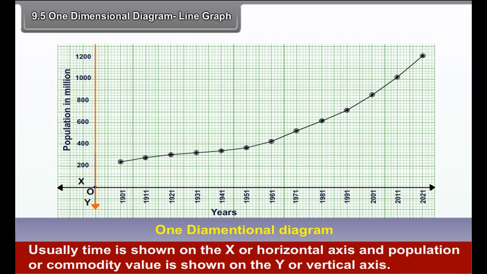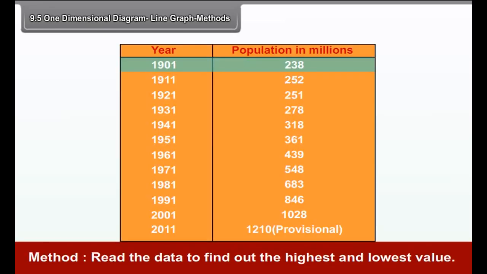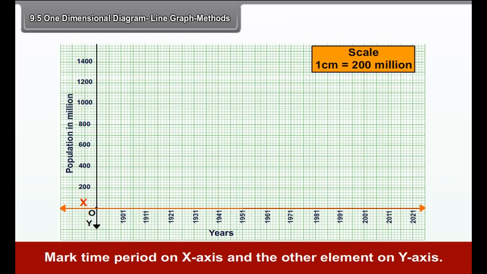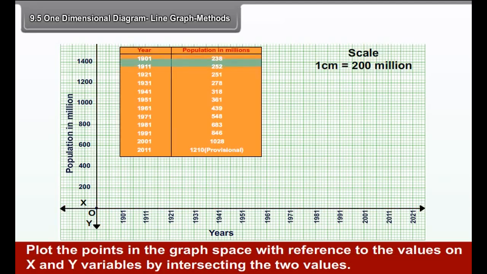One-dimensional diagram. Line graph and bar graph are one-dimensional diagrams. Line graph. A line graph is a one-dimensional diagram. In this graph, two elements are shown. Usually, time is shown on the x or horizontal axis and population or commodity value is shown on the y or vertical axis.